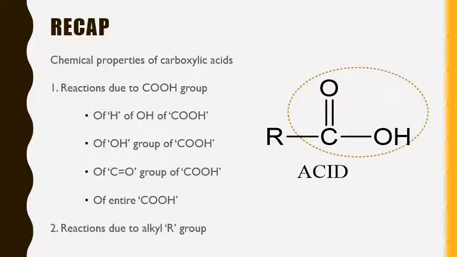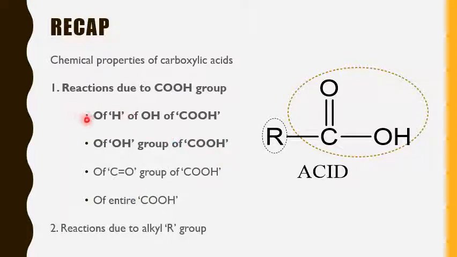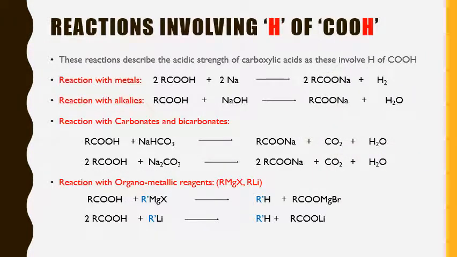And the next type of reactions are reactions due to the alkyl part. So broadly, all the chemical properties of carboxylic acids are divided into two categories. One is due to the carboxyl functional group and the other one is due to the alkyl group. Okay. So in the last class we have covered the reactions due to the hydroxyl H of COOH and also due to the entire hydroxyl group of COOH. So let us see what are the reactions just within a few minutes.